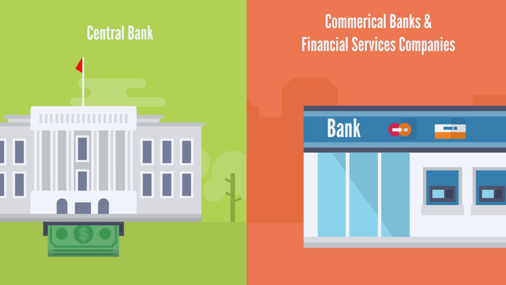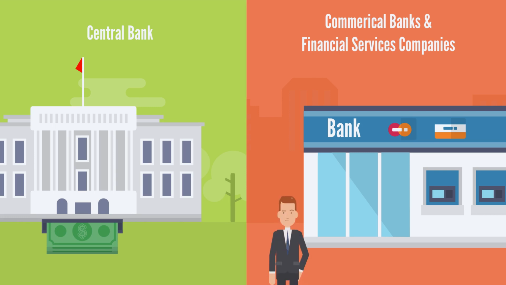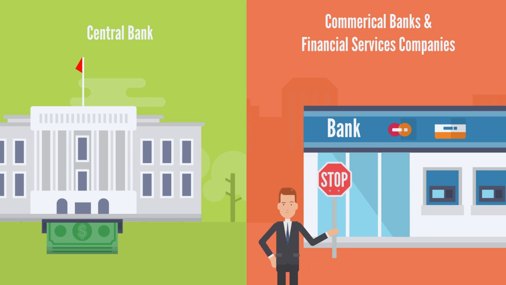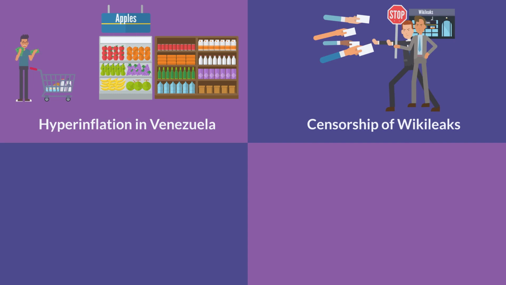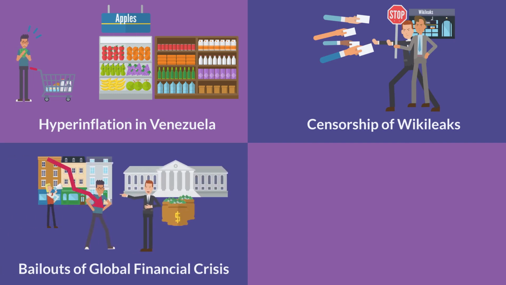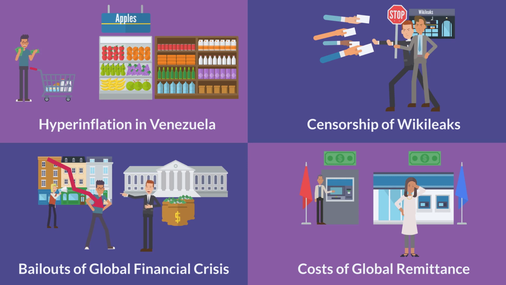Central banks control the amount of currency in circulation and have the power to print new money. Commercial banks and financial services companies control who can have access to accounts and can stop you from making transactions that they deem inappropriate or criminal in nature. Although these actions are often taken with the best of intentions, there are many examples throughout history where centralized control over a currency has led to negative outcomes.